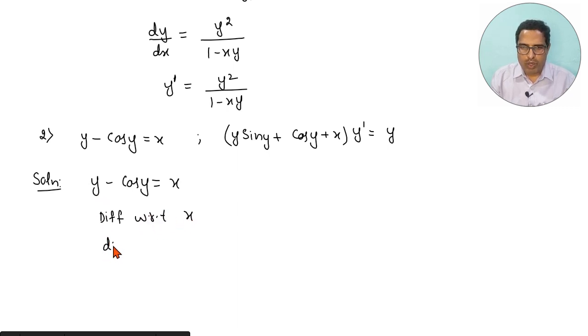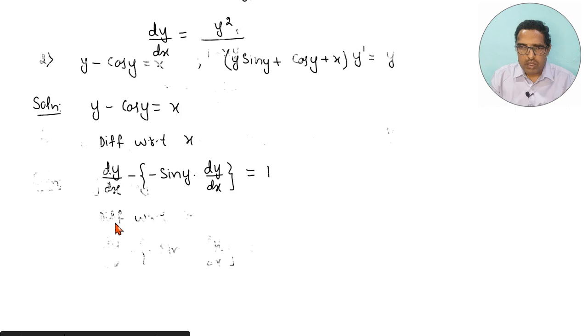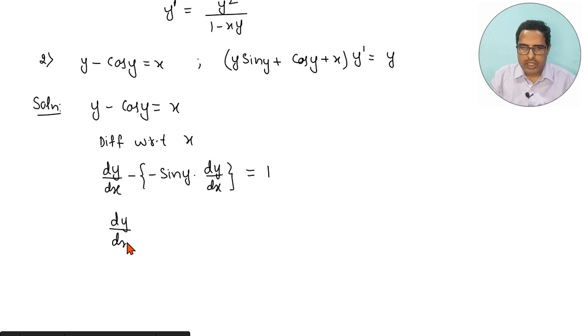Derivative of y with respect to x will be dy by dx, minus cos y, whose differentiation will be minus sine of y into differentiation of y with respect to x, which is dy by dx. And on the right hand side, differentiation of x with respect to x will be 1. Rewriting this as dy by dx, this minus of minus will become plus sine of y into dy by dx equals 1. If you observe over here, dy by dx is common. So let us take dy by dx as common outside.